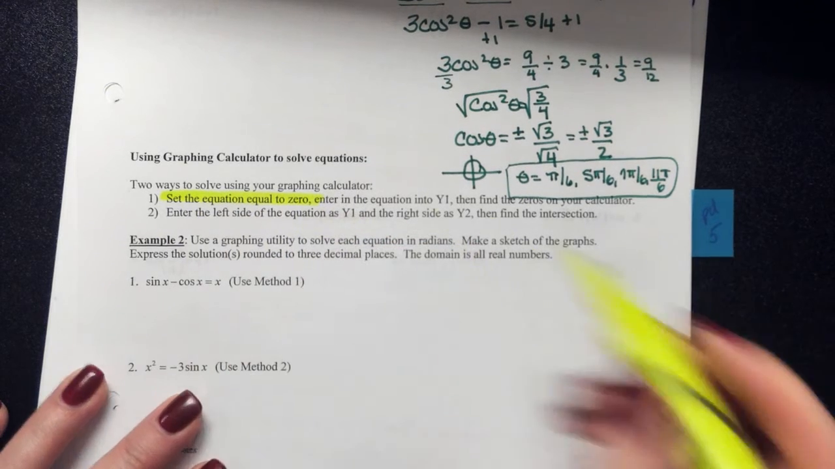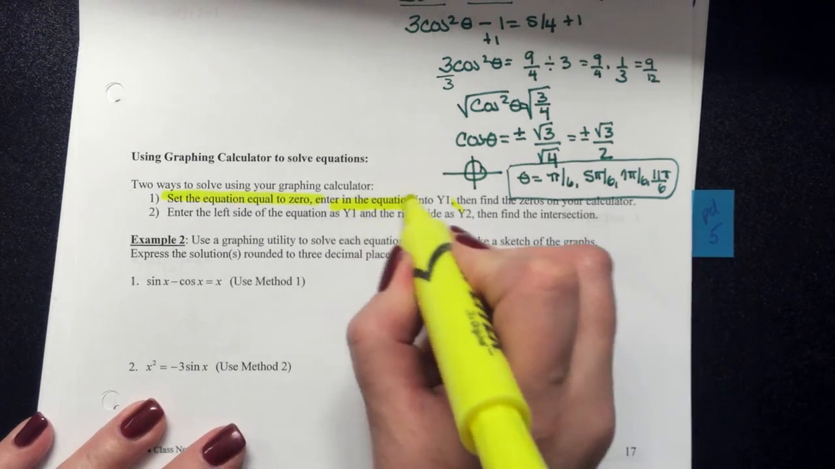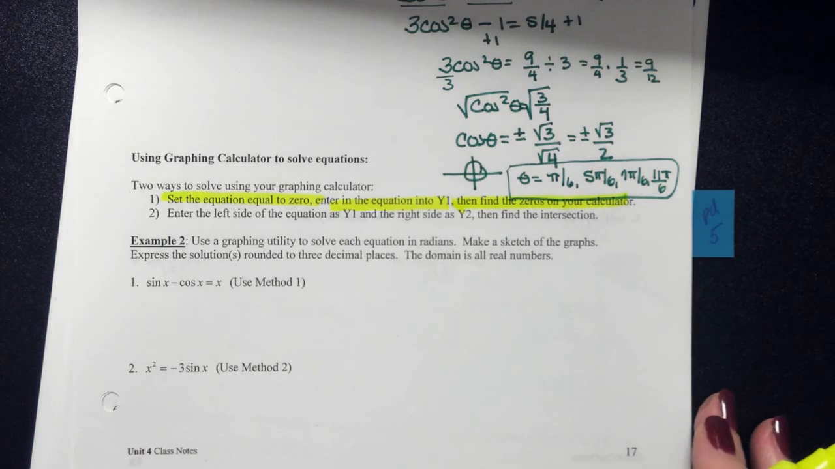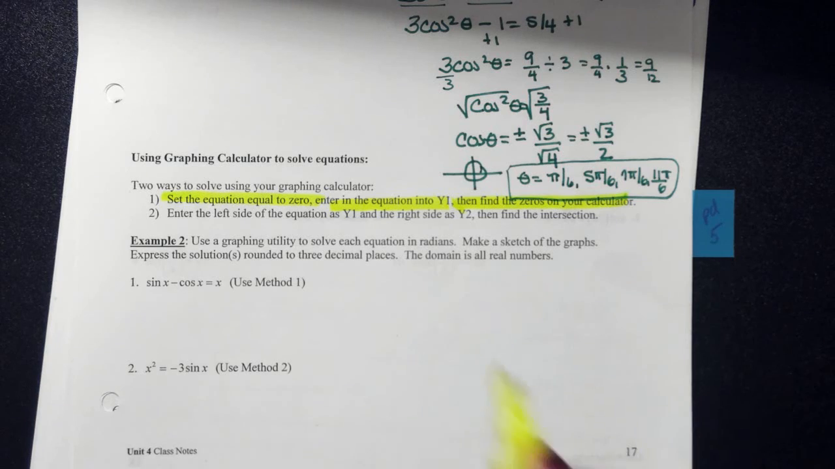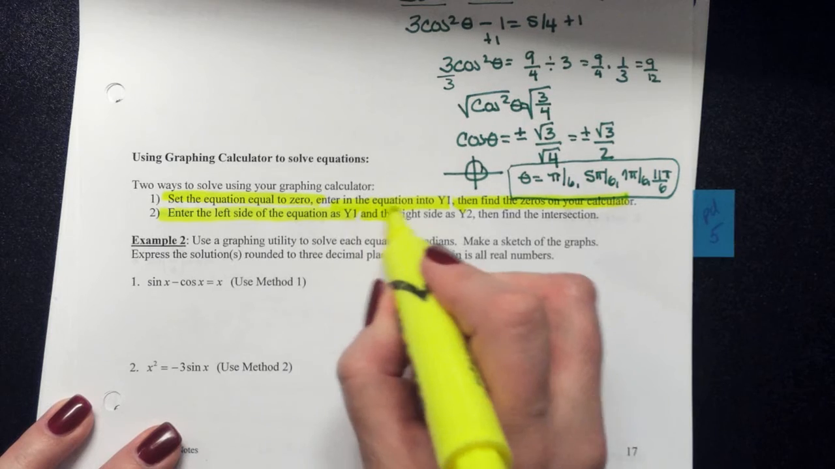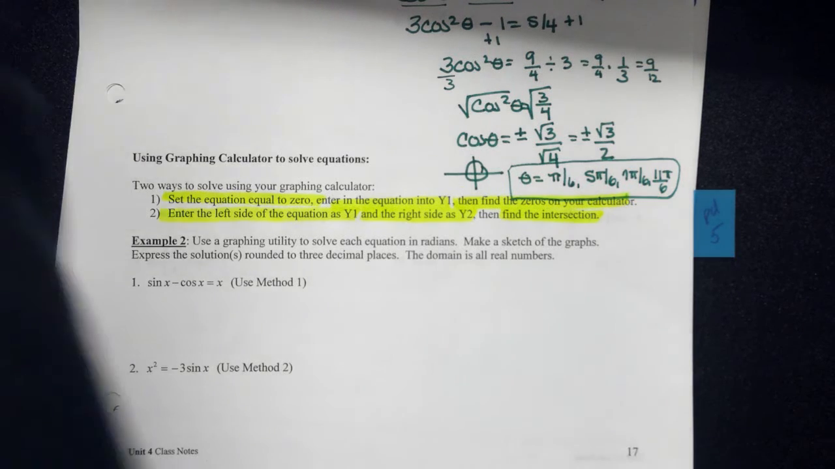You could set your equation equal to 0, and then you load your equation under y1, and then you find the zeros using your calculator. So that's one way you can use your calculator. Another way is you enter your left side as y1, right side as y2, and find the point of intersection. I don't care how you use your calculators to solve the equations as long as you know how to do it. So it's whatever you feel comfortable with from algebra. I'm going to go over both ways with you so you can recall it.